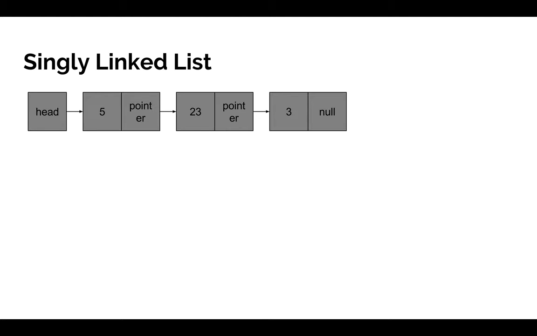So basically this node has a value and a pointer, which is basically the next node. You could think of it like that.